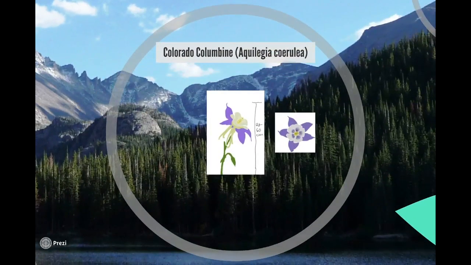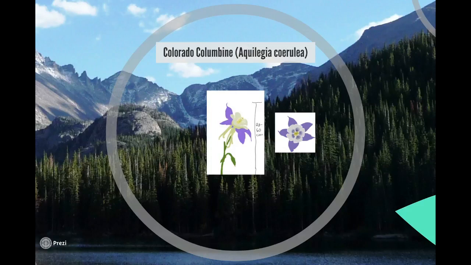So the next plant that I chose is the Colorado blue columbine, which is the Colorado state flower, which is also Aquilegia caerulea. So the kingdom is Plantae, the class is Magnoliopsida, the order is Ranunculales, the family is Ranunculaceae, the genus is Aquilegia, and the species Aquilegia caerulea.